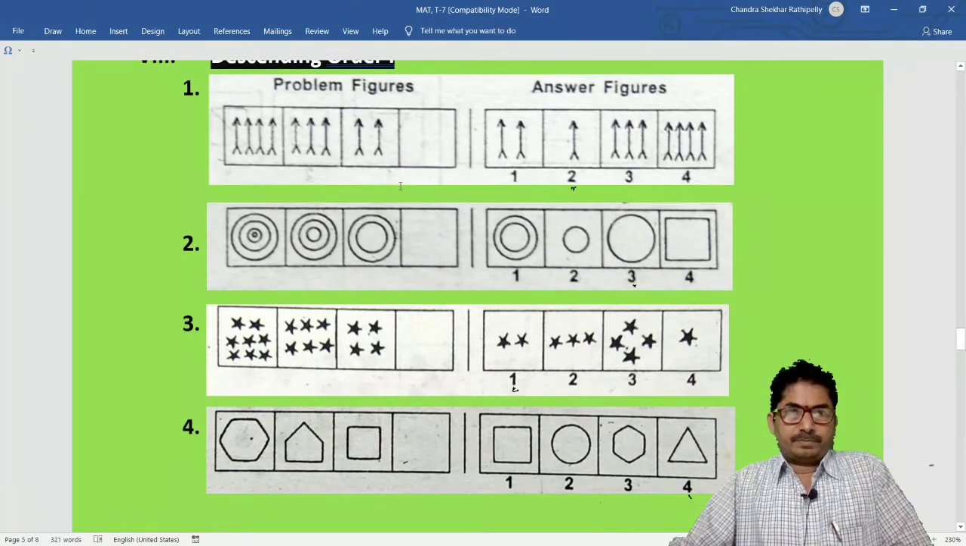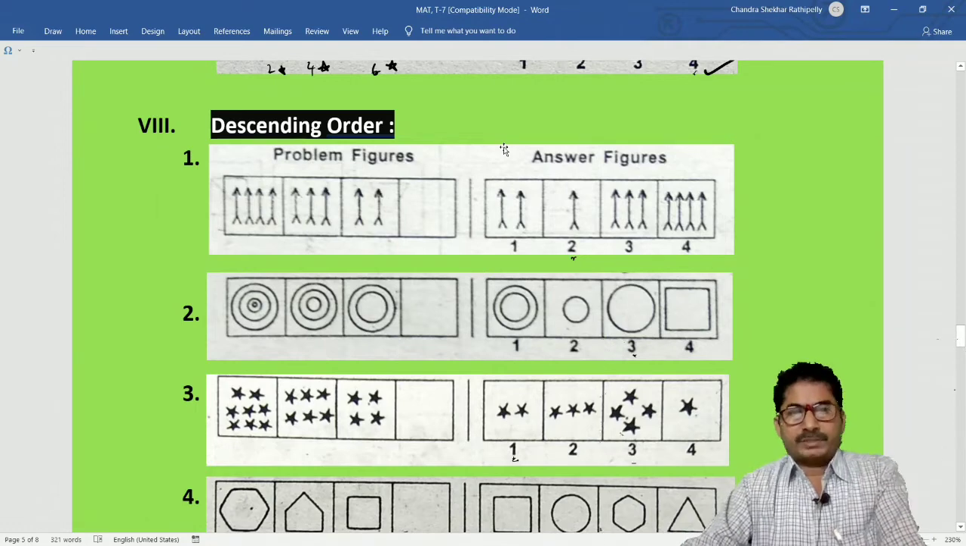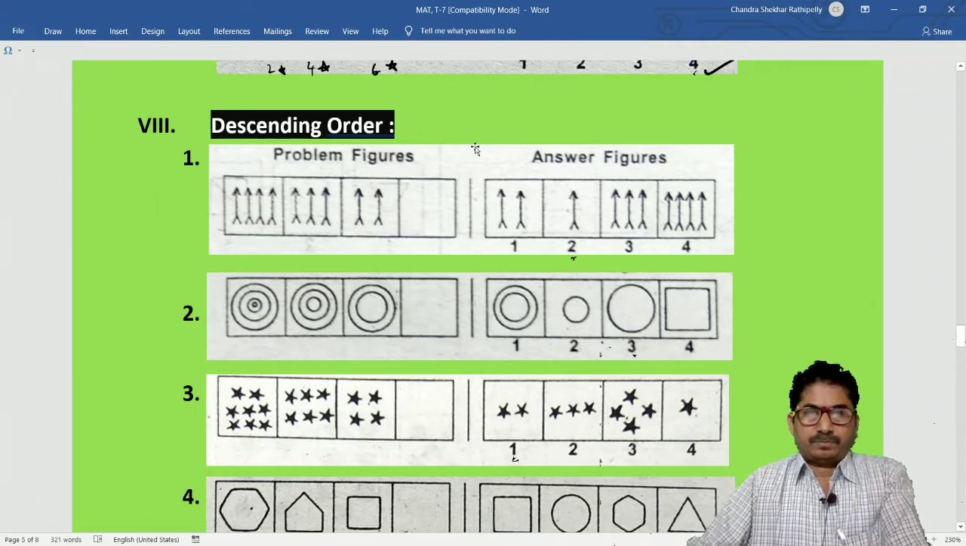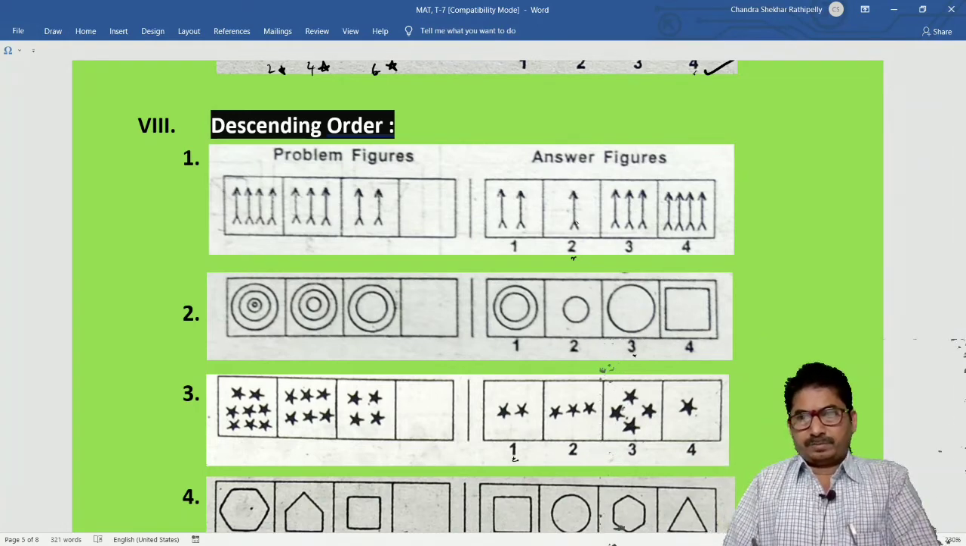Descending order. Descending order means more to less, more to less. 4 arrows, 4, 3, 2, 1. So option, in this 2, in this 1.